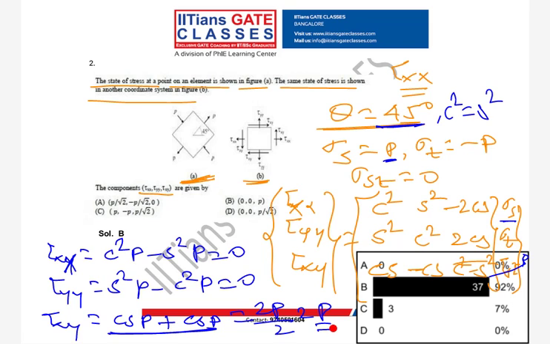You guys can use the transformation matrix. Raman, are you there? I think he might have got disconnected. Okay. Yeah, here tau st is 0, in this figure. You can see in the figure there is no shear stress, right? Only you have normal stresses.